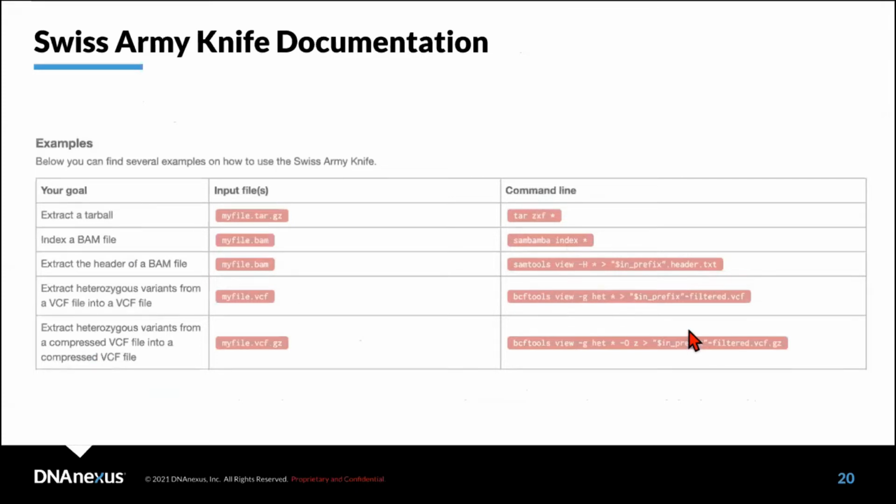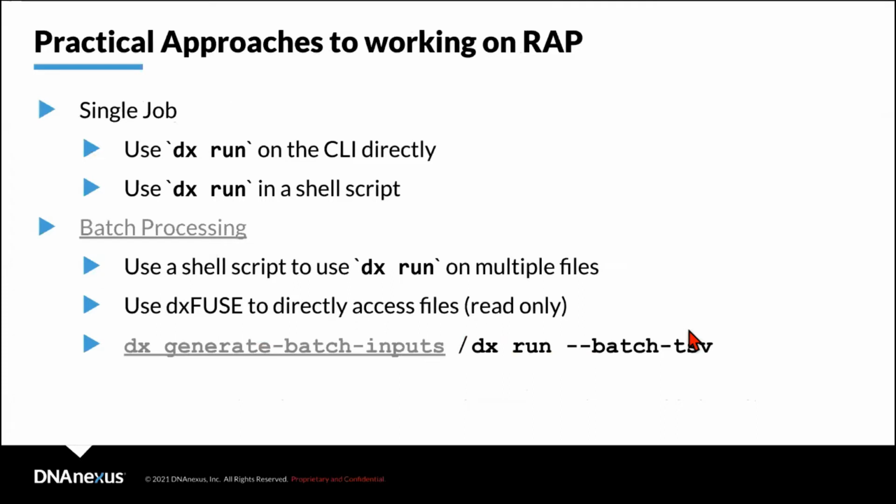So what are the practical approaches to work on RAP? As Ted mentioned, we'll be using dxFUSE for the single jobs, either on the command line, and this part will be devoted to that, or in a shell script. And then Ted will show you how you can use dxRun for batch processing, or how you can use dxFUSE. The thing that we will not be covering today is dx generate batch, but here is a link to documentation, and the slides will be available to you afterwards, so you can self-study that.